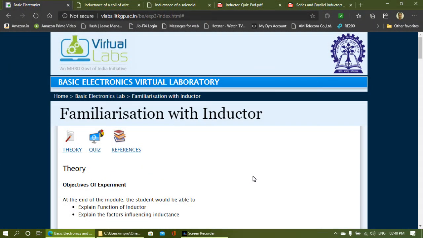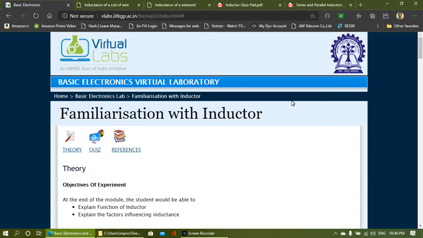Today I am again going to show you how to become familiar with the inductor through the virtual laboratory website from IIT KGP. The same link as usual: vlabs.iitkgp.ac.in/be/exp3, that means experiment 3. In today's experiment you will again see the three main tabs: theory, quiz and reference.